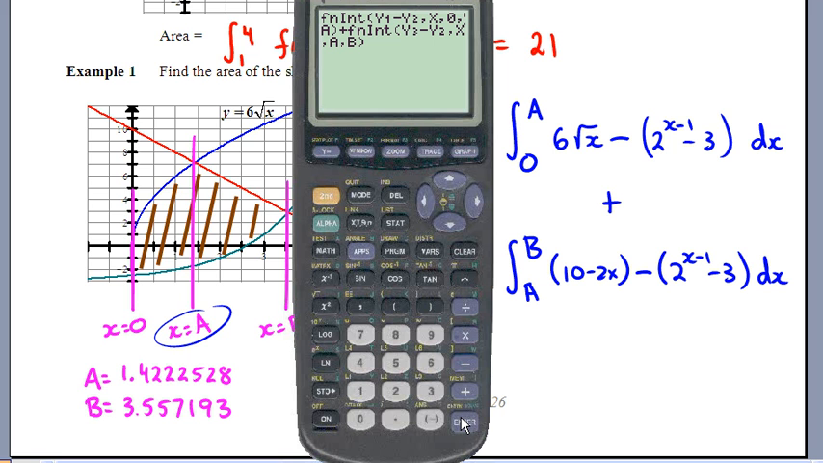I know what the answer is supposed to be. It's around 20.4, so let's see if I've typed this in correctly. If I didn't, I'll have to go back and find the error. Yep, that's the right number. Okay, so 20.4049. So yeah, you can do those numerically. Feel free to use your calculator to do that.